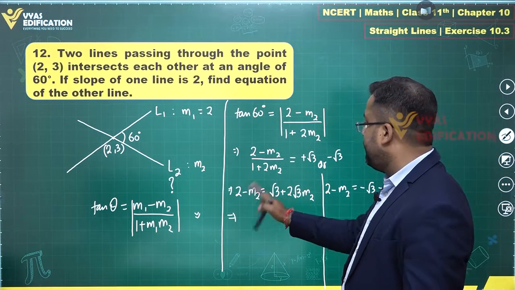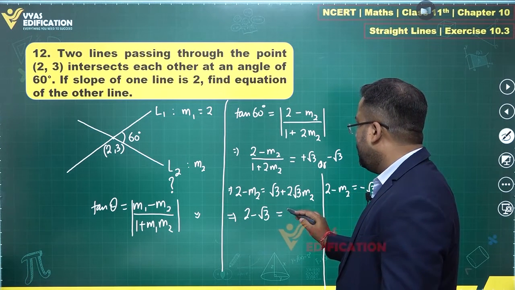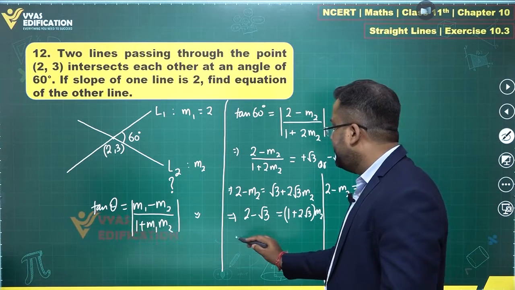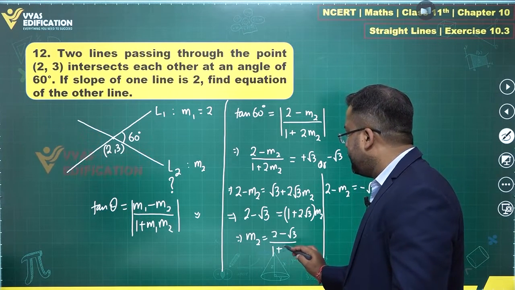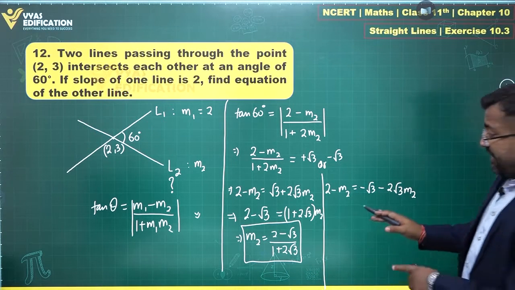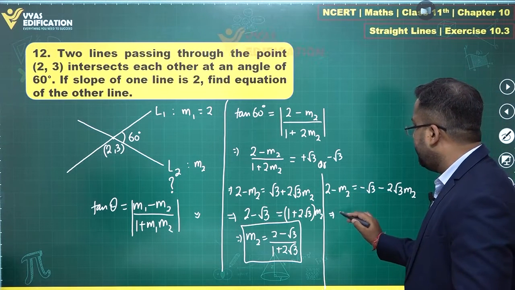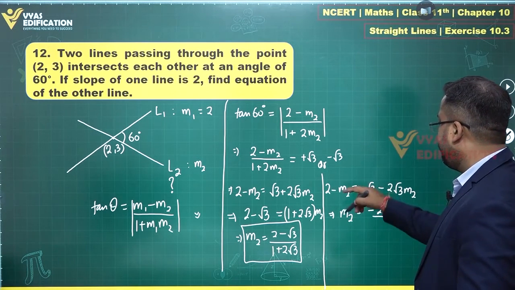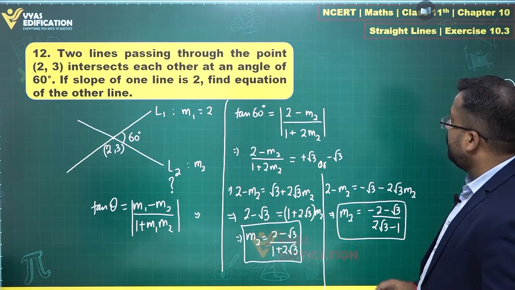Let's bring terms having M2 on one side. This is 2 minus root 3 is equal to 1 plus 2 root 3 times M2. Actually, this tells me M2 will be equal to 2 minus root 3 over 1 plus 2 root 3. This is the value of M2. Or you can have another value of M2 obtained using the other equation: M2 will be minus 2 plus root 3 over 2 root 3 minus 1. This is the other value of M2, this or this.